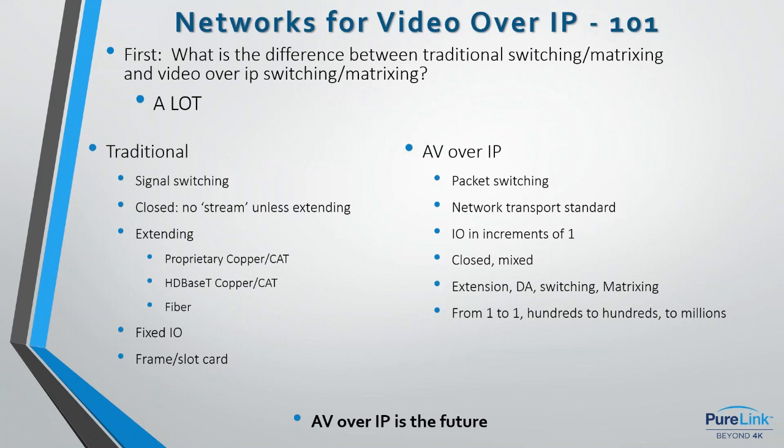In AV over IP, completely different scenario. I've got the ability to make a 1 in, 1 out extender. I can make a 1 by 73 distribution amplifier. I can make a 5 by 17 matrix switch. So you get the idea. I now can make exactly what my client needs or I need, and I can also change it.